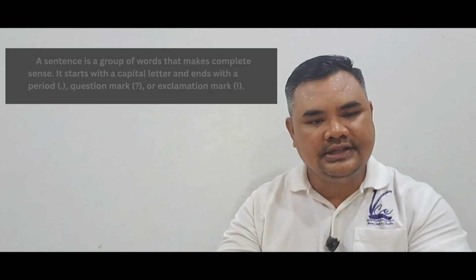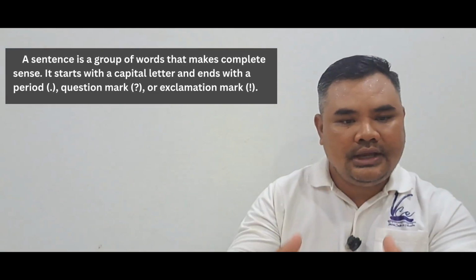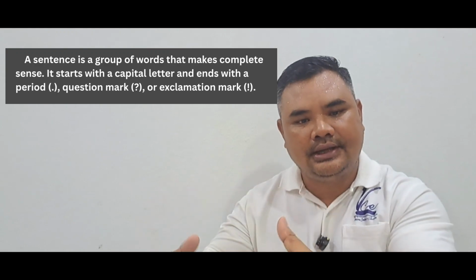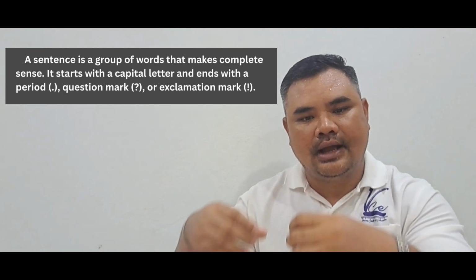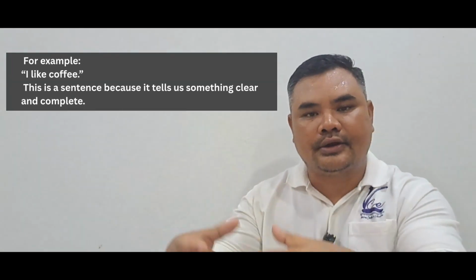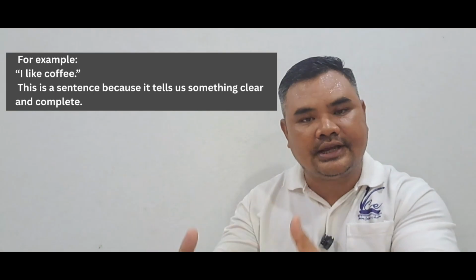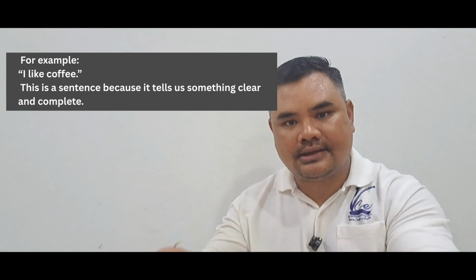Today we are learning one of the most important parts of writing. What is a sentence? A sentence is a group of words that makes a complete thought. It starts with a capital letter and ends with a period, question mark, or exclamation mark. For example, I like coffee. This is a sentence because it tells us something clear and complete.